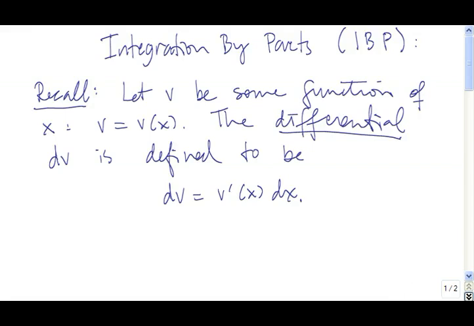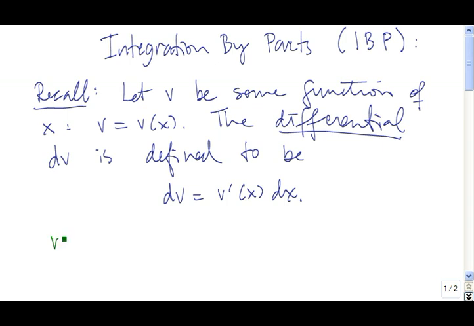Okay, in this video, I'm going to show you how to use a technique of anti-differentiation called integration by parts, which we call IBP for short. So first I need to remind you of the notion of a differential. If v is some function of x, we can call v equals v of x. The differential dv is defined to be v prime of x dx.